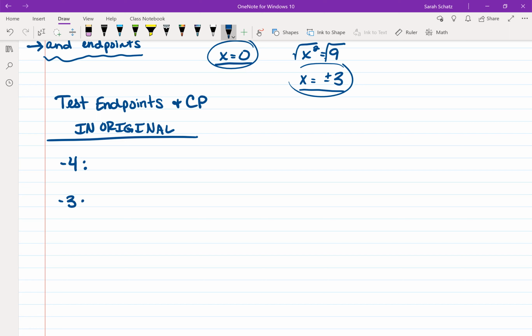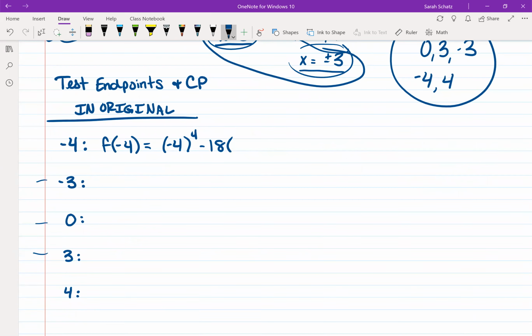Now, I have 5 possible min and max values. All I have to do is test them now. All I'm going to do is go to the original function and put each of these values in for x to get the y values there. So let's see. Here's our original function: x to the 4th minus 18x squared plus 1. So this is going to be -4 to the 4th minus 18 times -4 squared plus 1.